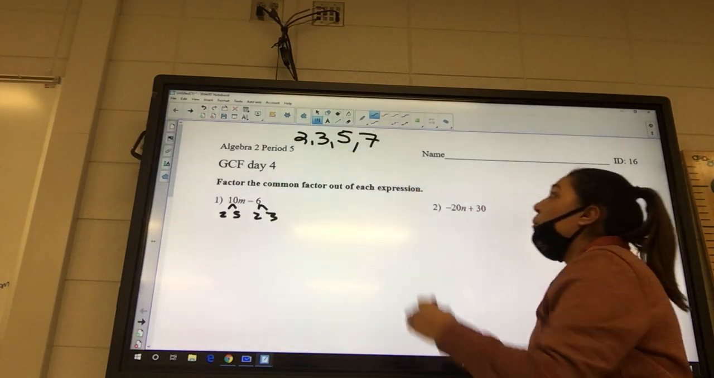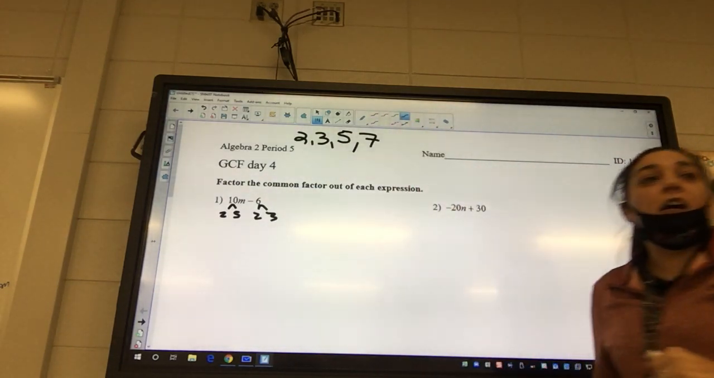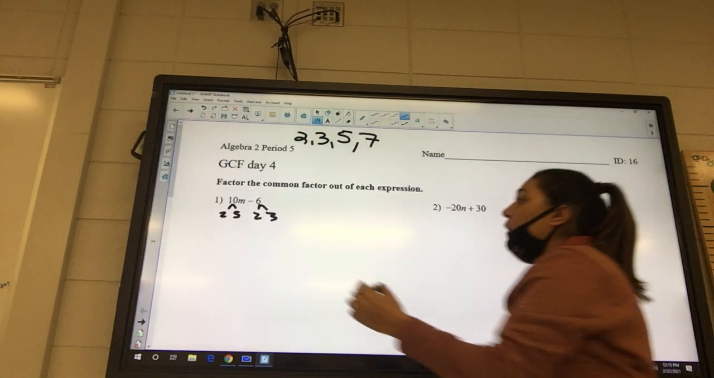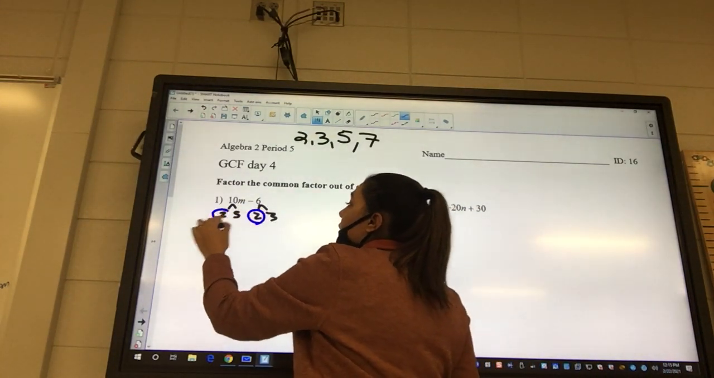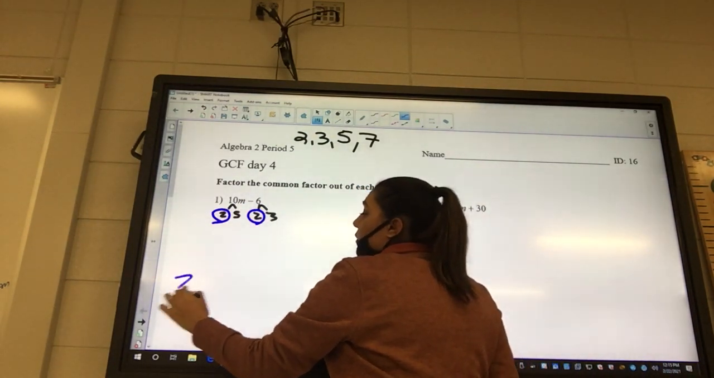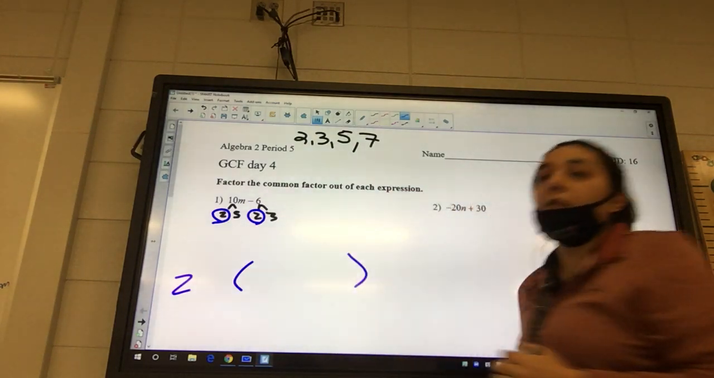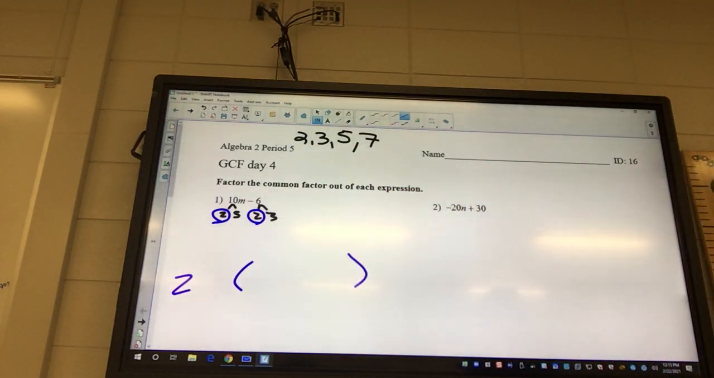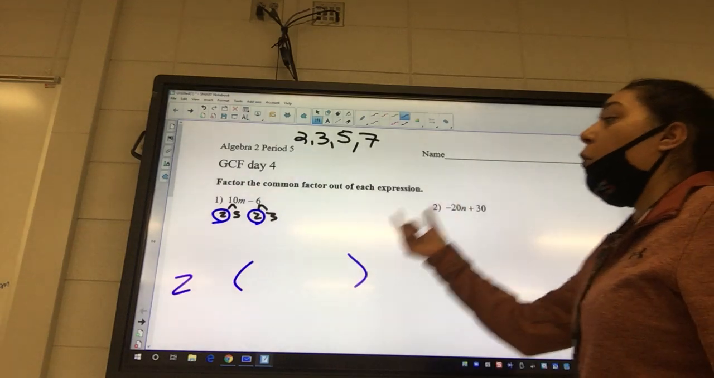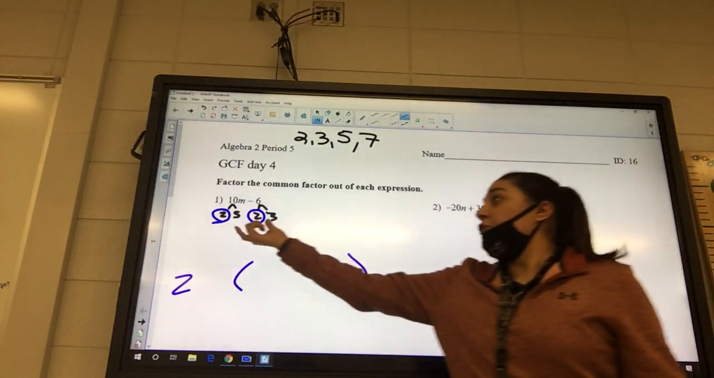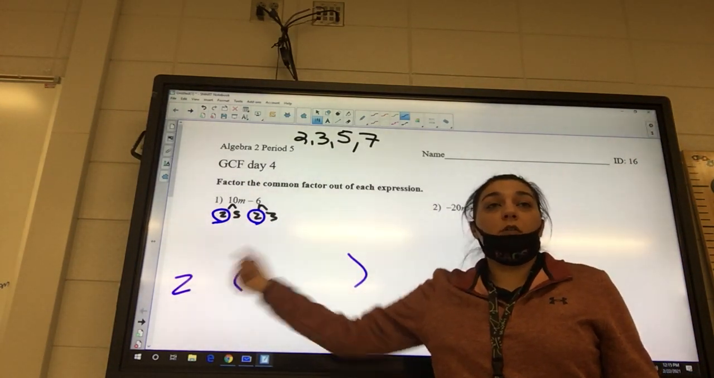Between the two of these, what do they have in common? A 2. There's a 2 on this one and a 2 on this one. That means the 2 goes on the outside, and you're going to draw parentheses. What about the other 2? We only put 1 out there for every match. We have 1 match of 2, so 1 goes on the outside.